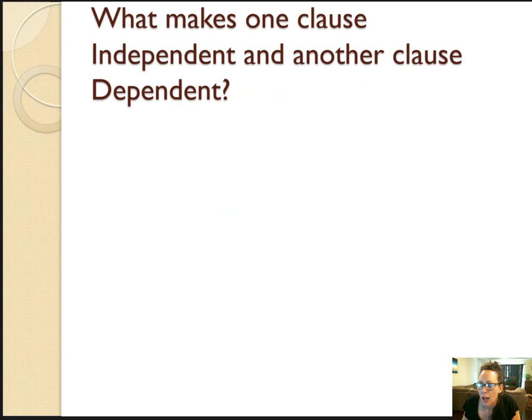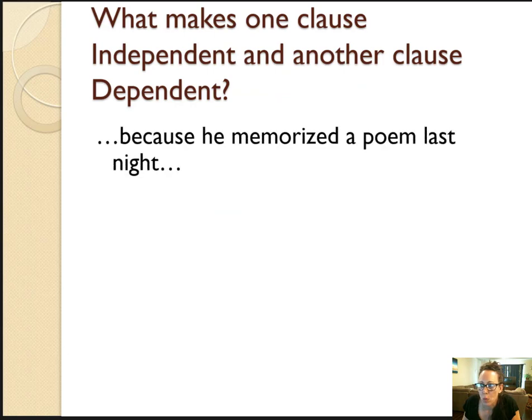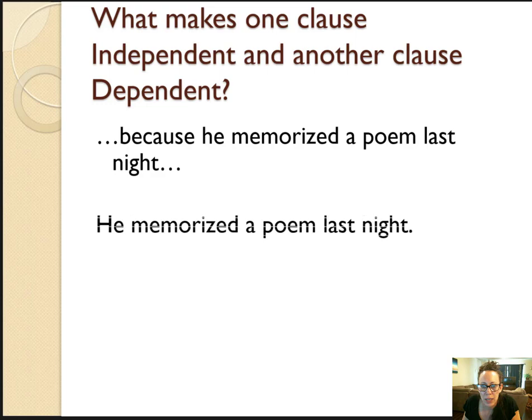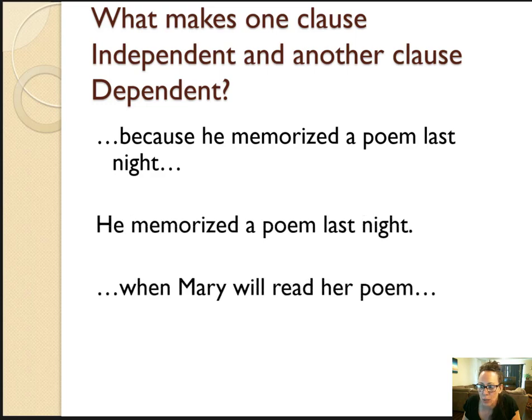Okay, so what makes one clause independent and another dependent? You can probably guess that it is this word on the beginning. So when I take he memorized a poem last night and I just add the word because to the beginning, it changes the clause from an independent clause to a dependent clause. So because he memorized a poem last night, that is not a complete thought. I need more information. Because what? What is the reason? You've got to tell me. You have to include that information or it's not complete.